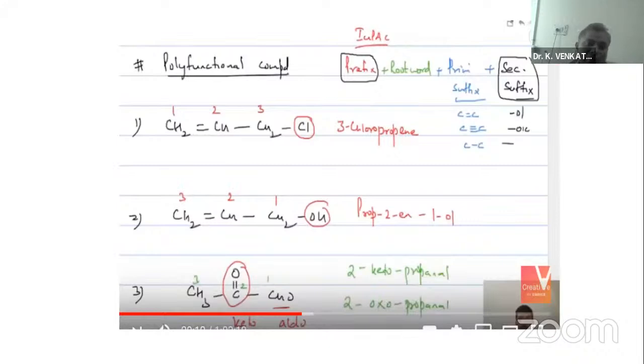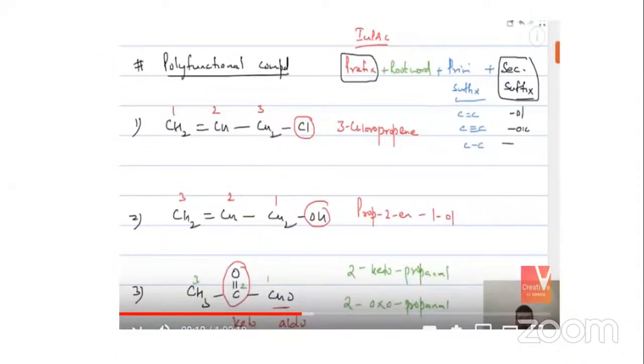The double bond is not given priority when a halogen is present. The double bond is at the first carbon, and when alcohol and a double bond are present, we give the first carbon to the alcohol. You can see the organic books. Any doubts?